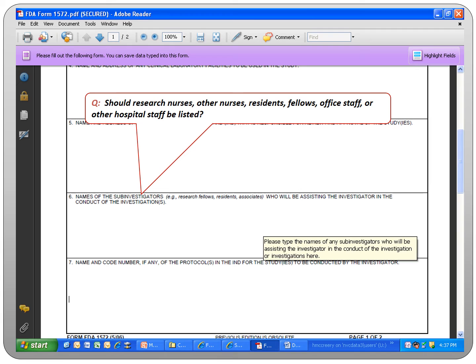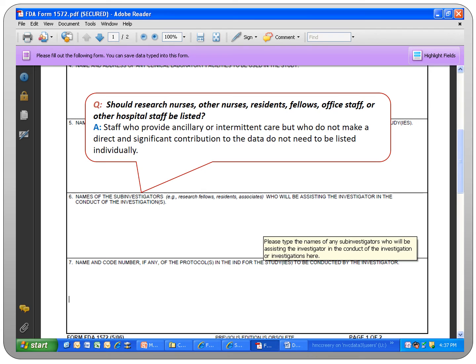All right, so then the next question, following logically along with this, is should research nurses, other nurses like clinic nurses, residents, medical fellows, office staff, other hospital staff be listed? Okay, because now this could be a lot of people. And again, it goes back to who's making direct and significant contributions to the data. So people who are ancillary, so sort of on the periphery in terms of responsibilities, or who provide intermittent care, do not have to be included.